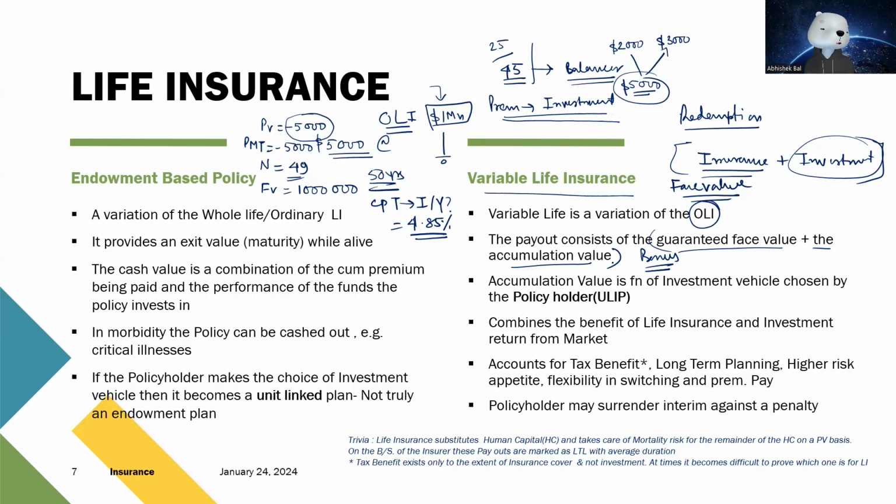So here, in case of variable life insurance, there are a few points of difference that we need to understand. One is that it is a variation of the ordinary life insurance, but unlike an ordinary life insurance, the face value of insurance is not fully guaranteed. Why? Because a significant portion of it is dependent upon the type of investment vehicle being chosen and where the premium is being invested. The third important aspect is that in a variable life insurance, the policyholder gets to decide where he would want to invest the fund. Sometimes we call that the unit linked plan, or ULIP in short.